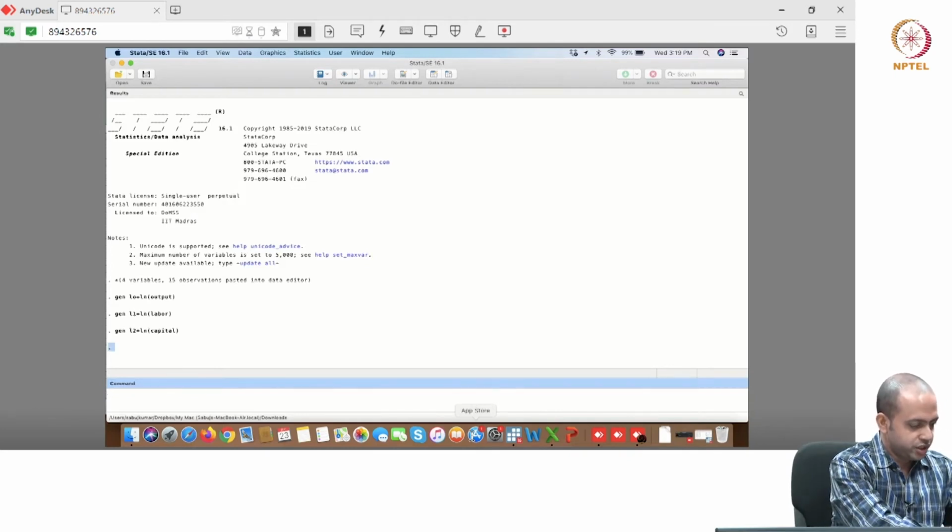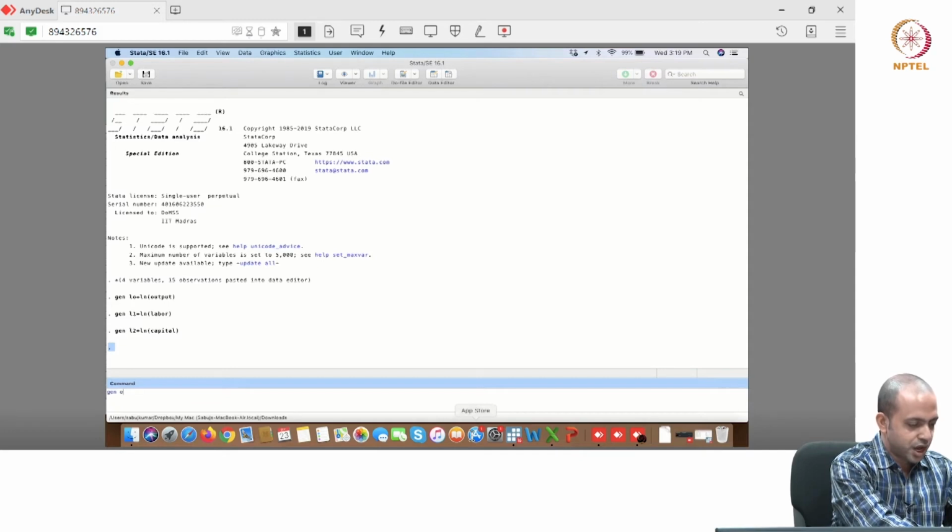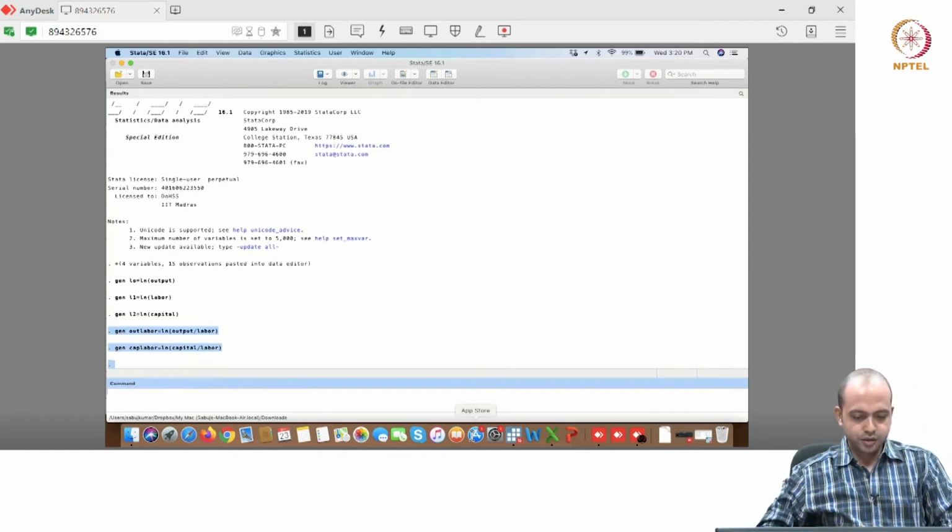Okay, then gen output per unit of labor, which I have named out lever, equals ln in brackets output per lever, and then gen cap lever, capital per unit of lever, equals ln capital divided by lever. Okay, so this is how I have named the variables.